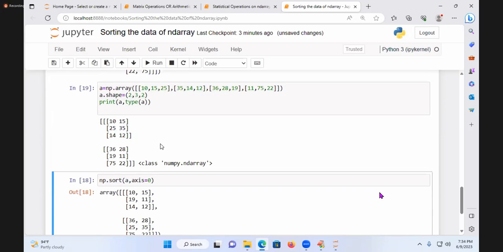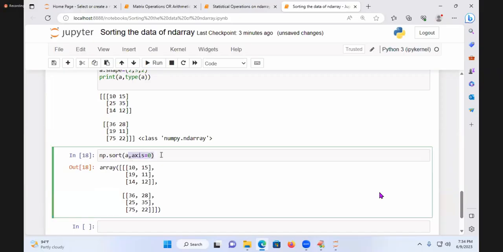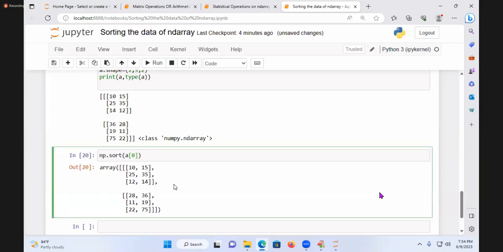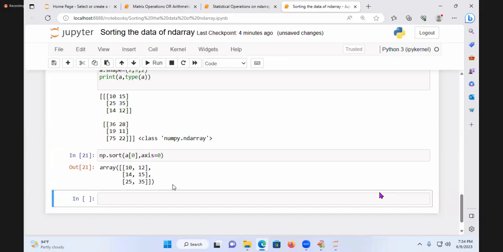Given data. After that, you sort it. Once you sort it, it is coming. Okay, this is sorted. 36, 28. Okay, sorted. There, if you see A of 0, axis is equal to 1, axis is equal to 0. See what is happening. 10, 14, 25, 12, 15, 35. Okay. That is one thing.